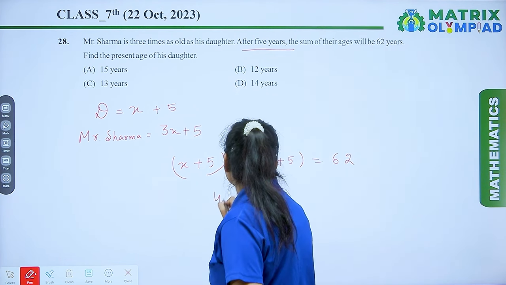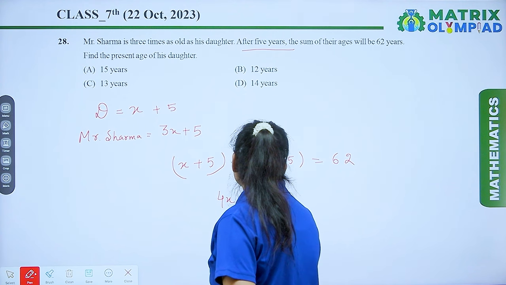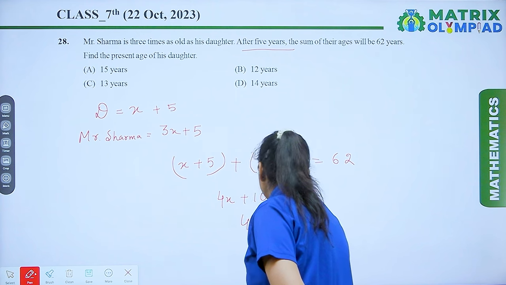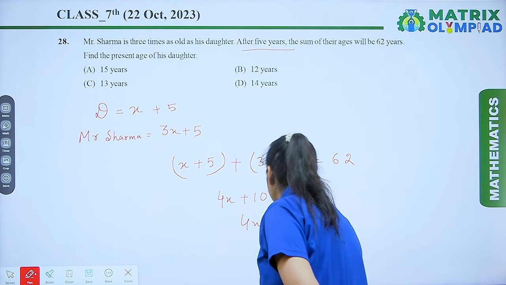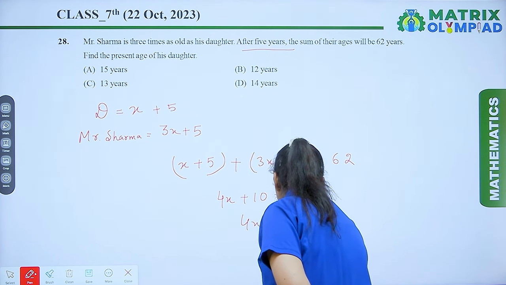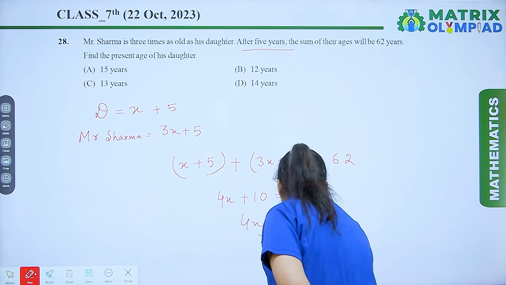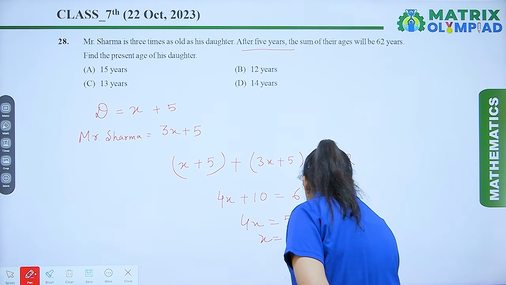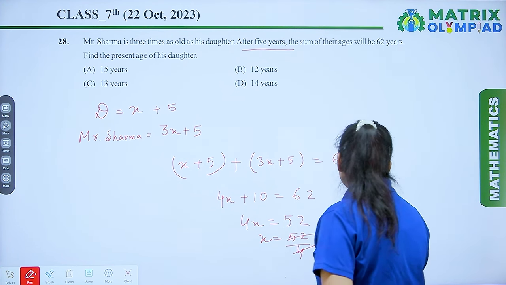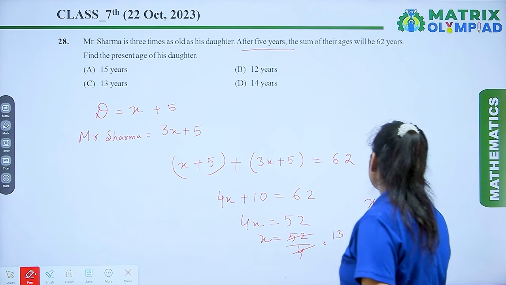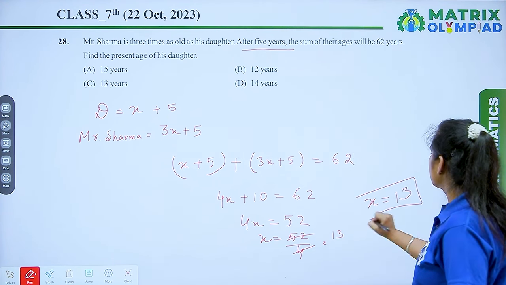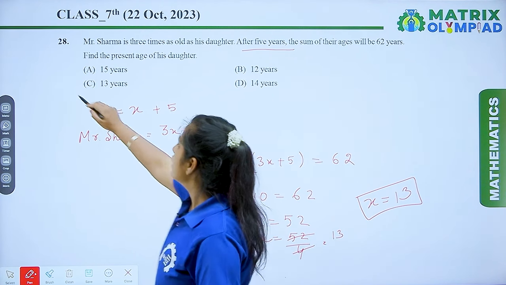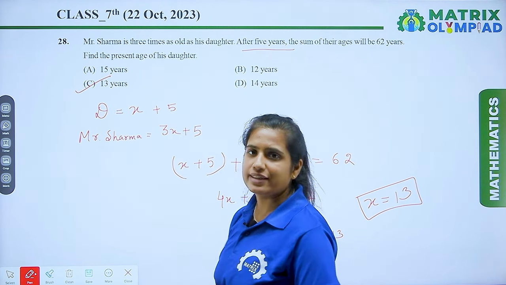Let's solve it. 4x plus 10 equal to 62. 4x equal to 52. X equal to 52 divided by 4. So x is equal to 13. Therefore, we can say that age of daughter is 13 years. Here, option C is the correct answer.